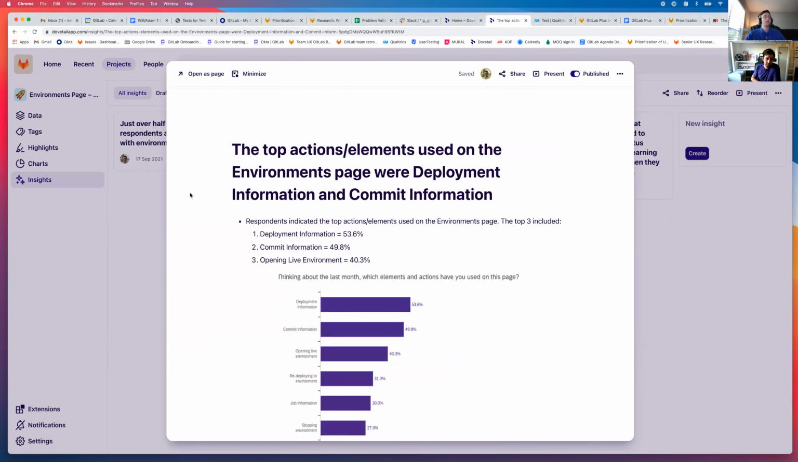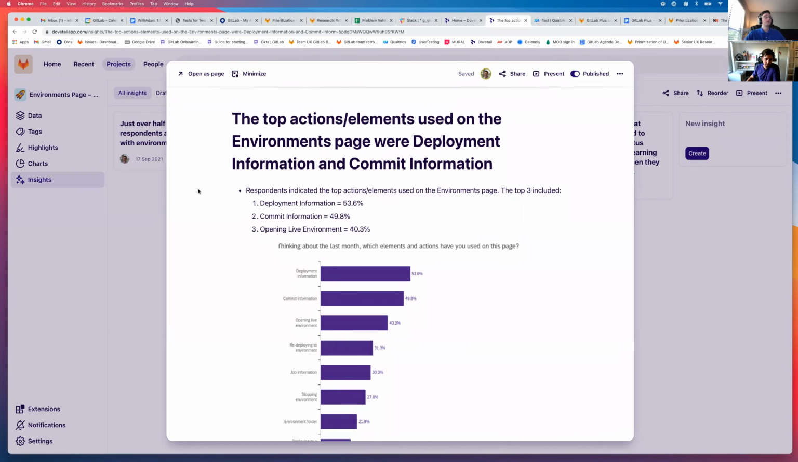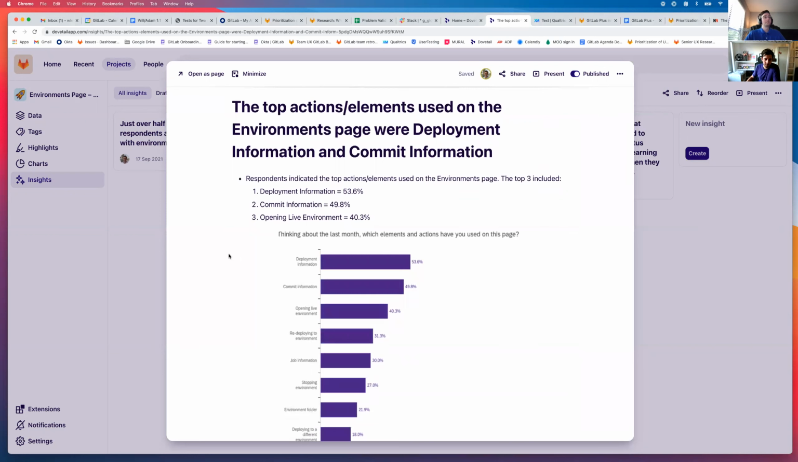Next thing we'll cover, and Daniel, feel free to jump in if you have any questions. One of the other questions in the survey was around what elements and actions that they've used on the page. So for this question, they could answer as many of these different response options as necessary. So it wasn't just something where they could select one and move on. And I've listed the top three here, which were deployment information, 53%, commit information, 49%, and then opening a live environment at 40%.